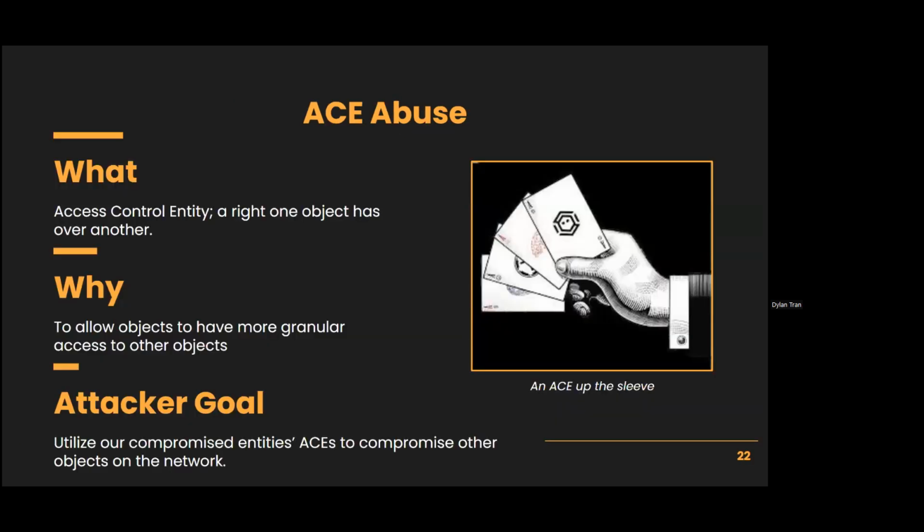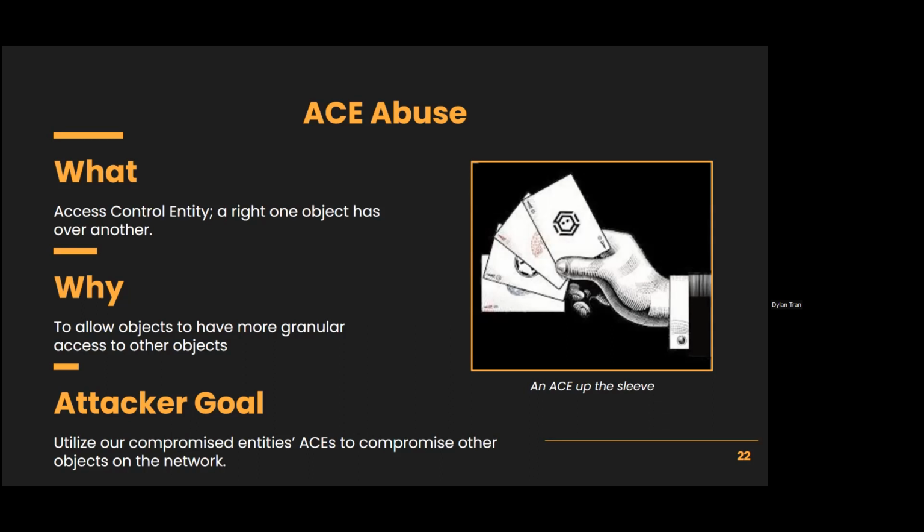Cool. Now, the other privilege escalation technique we're going to be talking about is ACE abuse. ACE stands for access control entity. It's essentially a right something has over another. You can think of it as permissions. If you've ever clicked a folder on Windows and, for some reason, said who has read or write access. I've never done that, but that's an example of applying ACEs.